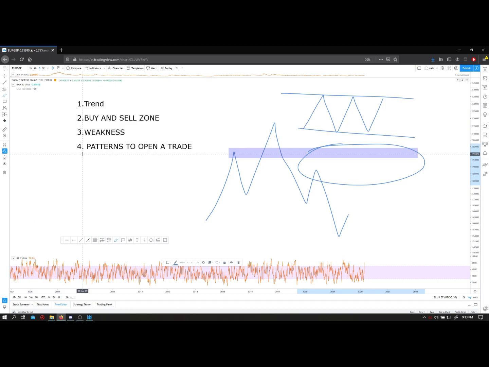The last thing we're going to look for is a pattern. After finding weakness, we're going to wait for the pair to show some kind of pattern for which we're going to open a trade, a buy trade or a sell trade. There could be different kinds of patterns: engulfing pattern, shooting star pattern, etc. So without any further delay, let us jump to the charts and analyze the market.